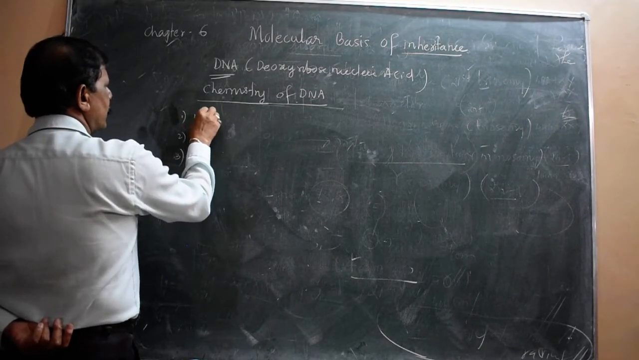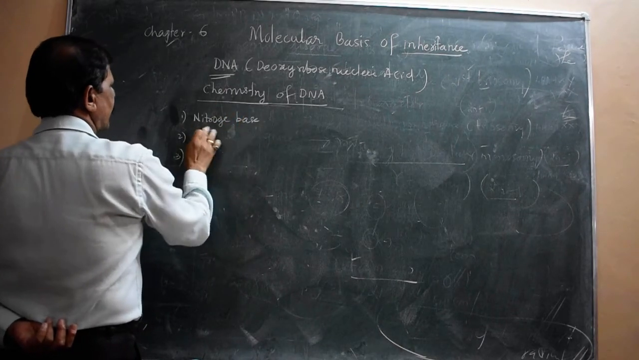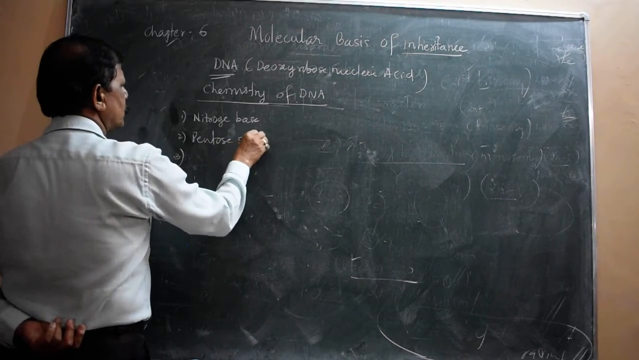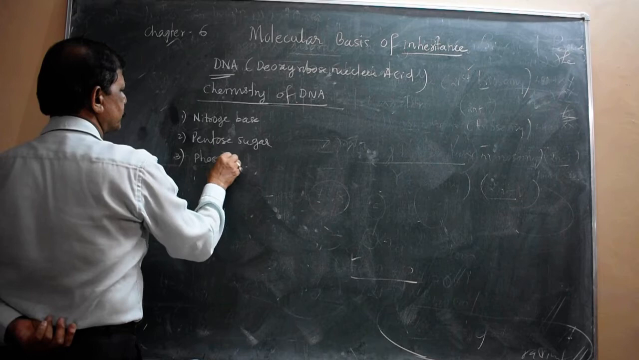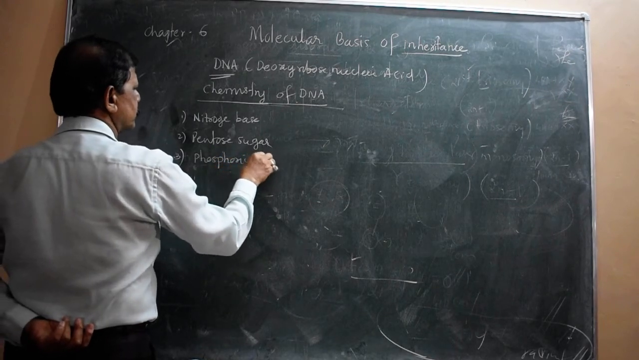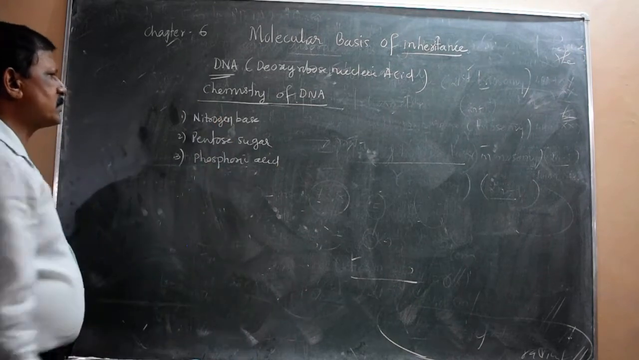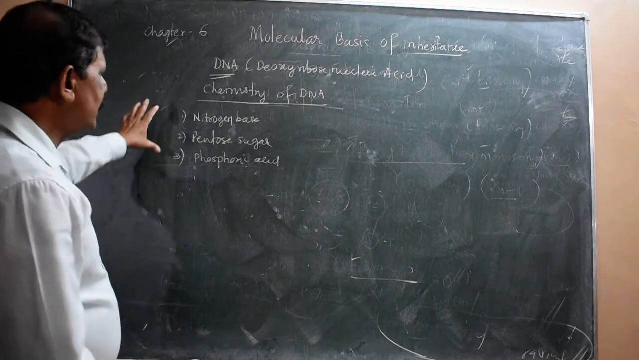That is, one is nitrogen base, the second one is pentose sugar, and the last one is phosphoric acid. Nitrogen base, pentose sugar, and phosphoric acid are the three main components.